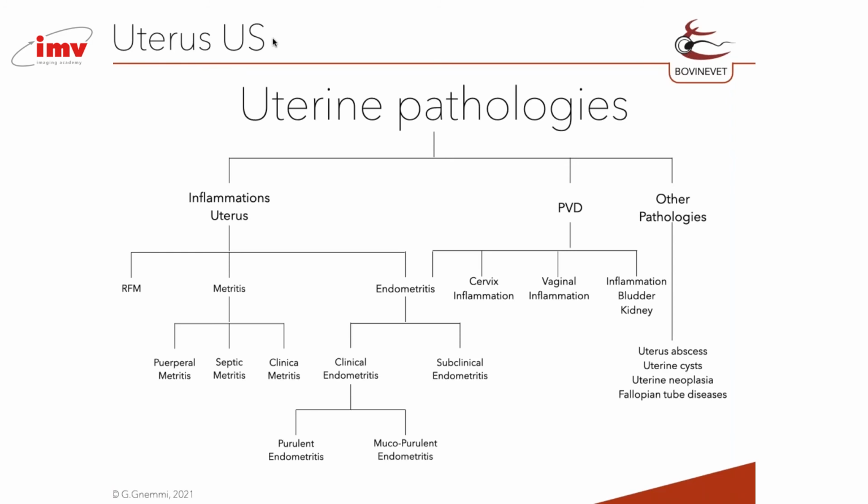Well, attention, because we have seen that it may be possible to find purulent vaginal discharge in absence of endometritis, but maybe also that we have endometritis, so clinical endometritis, without vaginal discharge. Inside the uterus, we have also other pathologies that we will discuss in the future meeting. I want to remember the main ones, it's important: uterus abscess, the uterus cyst, the neoplasia of the uterus, fallopian tube disease, but we will see also pathology of the vagina and pathology of the cervix in the future meetings.